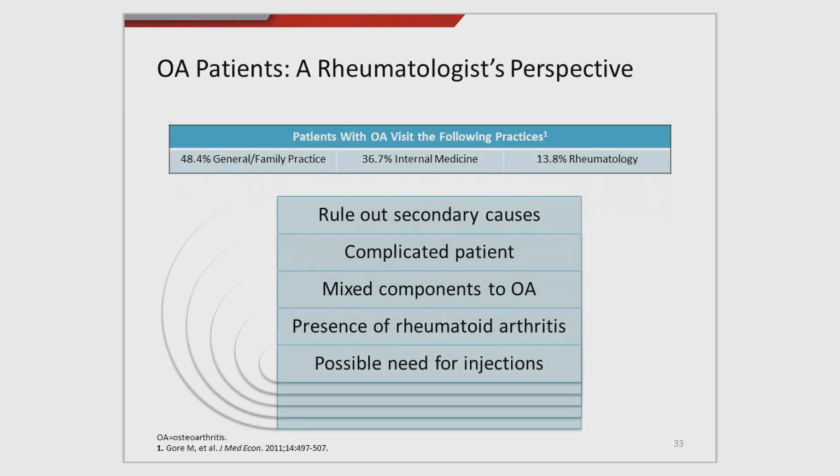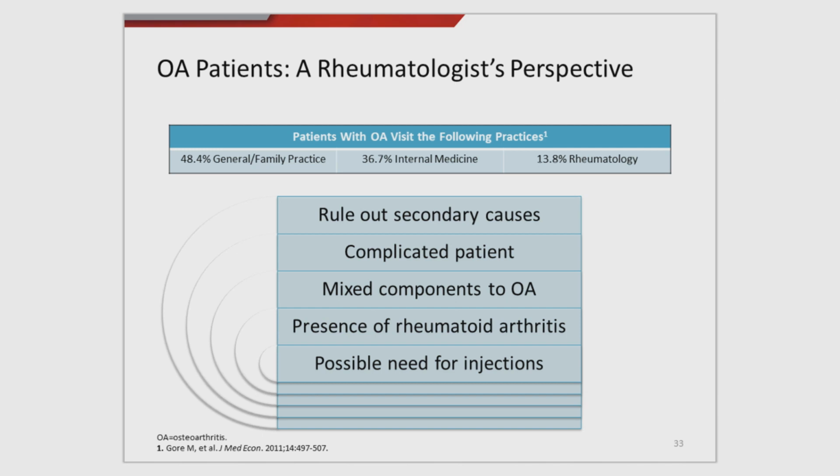As a brief background, when OA patients visit a clinician, almost 50% of the time they see their general practitioner. Another 40% of the time they see their internist. So very few patients get to see the rheumatologist for first-line management of their osteoarthritis. Why would somebody refer somebody to a rheumatologist for osteoarthritis?